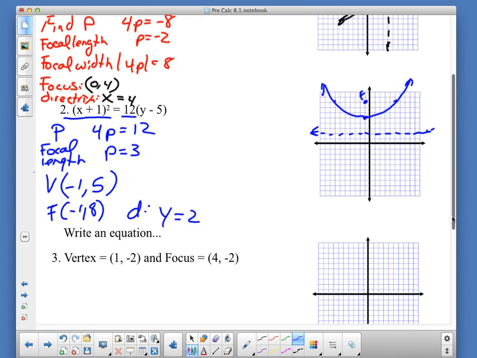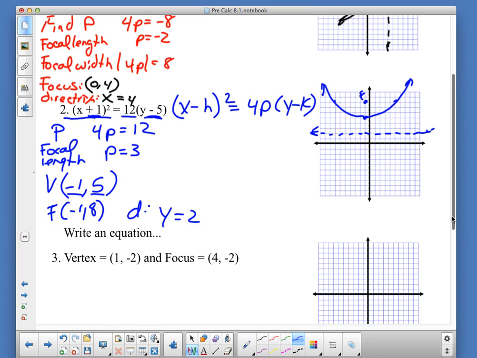Well, the x is -1. The y is positive 5. It is just like we've been reading it as we go with that h and k, because our general formula is x minus h quantity squared equals 4p times y minus k. So I just read h and k, and as long as I have that negative, I'll be fine. Any other questions? Yes, sir.